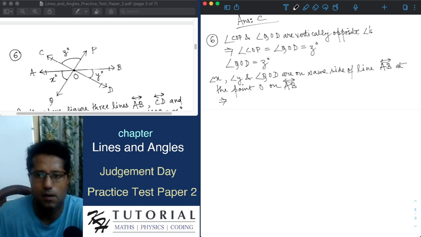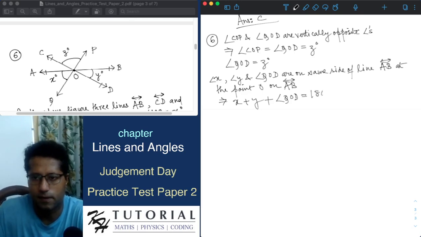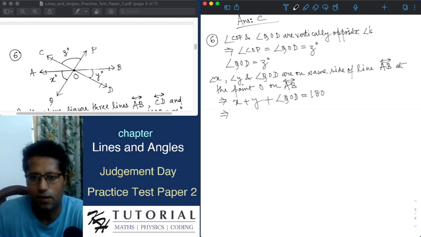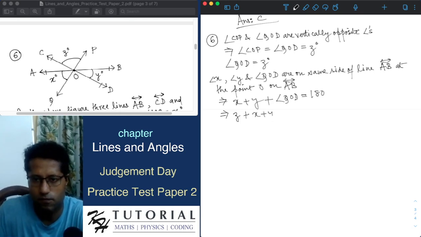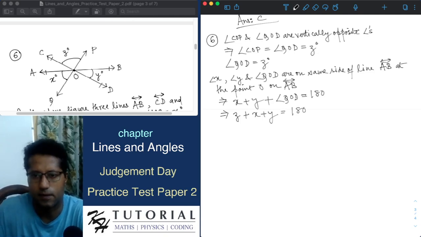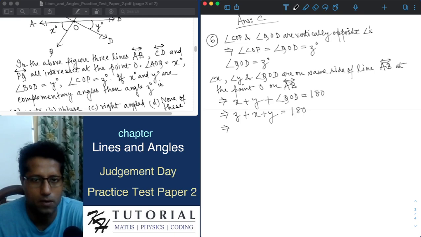So this implies X plus Y plus QOD is equal to 180. Now this implies, QOD we have found Z, so Z plus X plus Y is equal to 180 degree. Now this implies X and Y are said to be complementary angles.